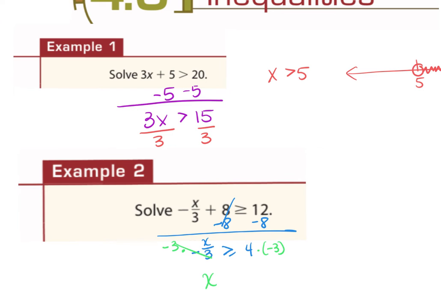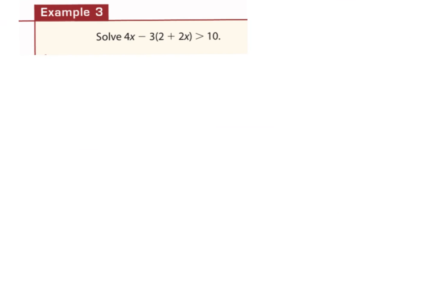Over here I get my x. I multiplied by a negative. What needs to happen here? I need to flip that guy. Less than or equal to negative 12. So on a graph, I would start at negative 12. I would have a closed circle. Closed circle at negative 12, and x is smaller than negative 12. All the rules still apply, okay?